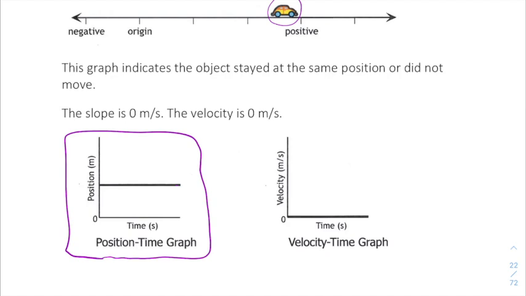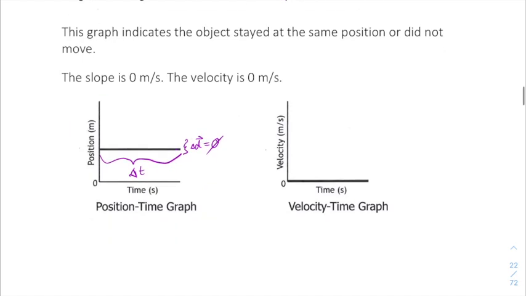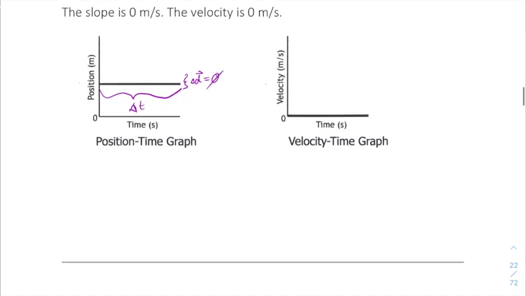It has no change in position over a change in time. So we do have a change in time here. This is the time, right? This is a change in time. But in this direction, the change in displacement is equal to 0. So the slope is 0. Now you could also have this written this way. If we wanted to calculate the velocity now, then the velocity at any one of these times is also 0.